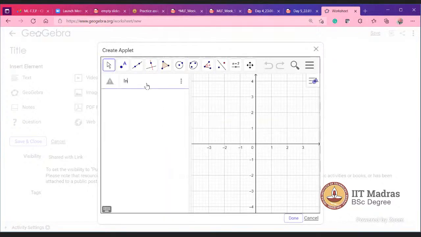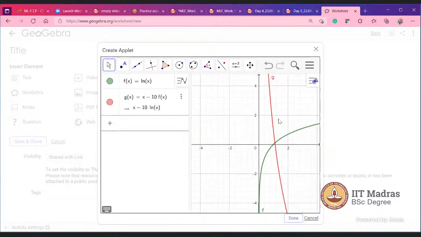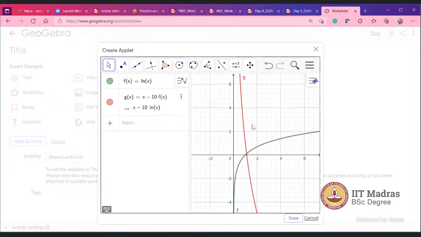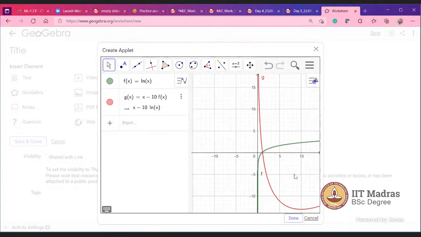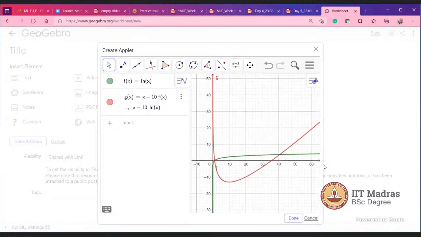So we have that: x minus ln x. That is our function. Then x minus 10 ln x. So this is g. Can you see the g function here? Yeah, that is okay.